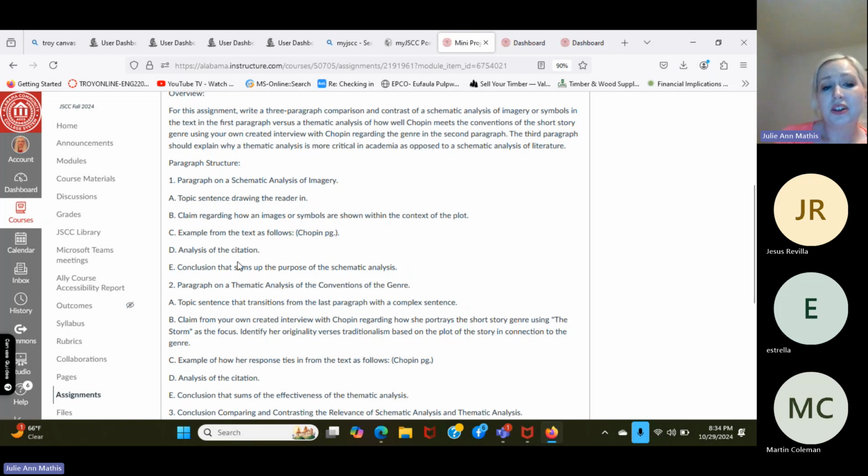And so all you're doing is dissecting the imagery and the symbols in the first paragraph, and then you cite Chopin and the page number, and analyze the citation. You just say this shows that and explain what the quote says, and then just explicate the diction or the symbols, like just requote the diction that stands out and explain what those images or symbols mean and why that is important based on how it's seen as a pattern in the text. And then explain how this ties into the purpose of a schematic analysis.